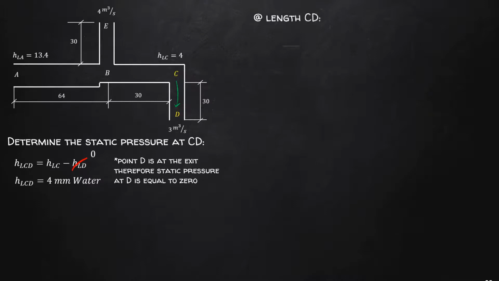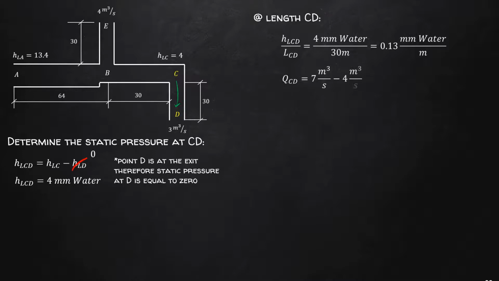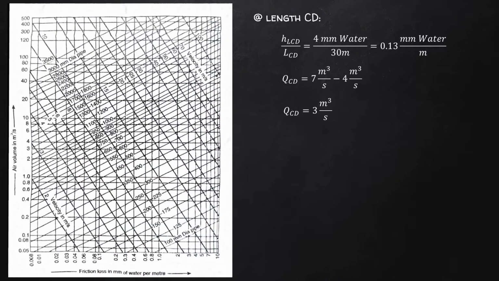At length CD, the friction loss is equal to 0.13 mm of water per meter and the volume flow rate is equal to 3 cubic meter per second. Using friction table, at 3 cubic meter per second and 0.13 mm of water per meter, the diameter is equal to 675 mm.